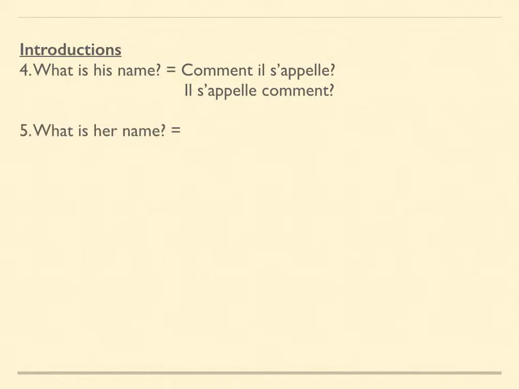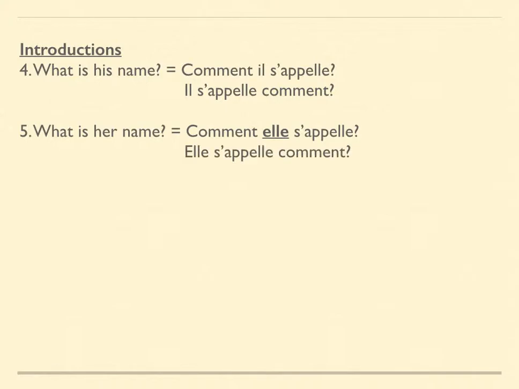To ask what is her name, we only have to change one thing. We're going to change the il to an elle. So comment il s'appelle becomes comment elle s'appelle. Exact same thing on the other sentence. Il s'appelle comment becomes elle s'appelle comment. The only difference is flipping our word for he, il, for our word for she, elle.